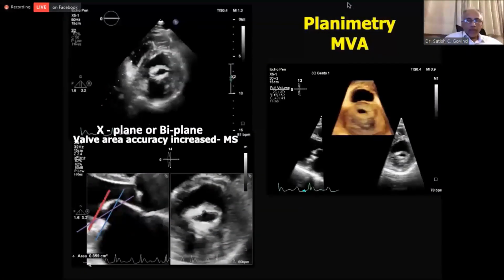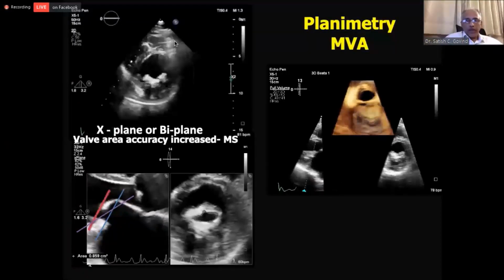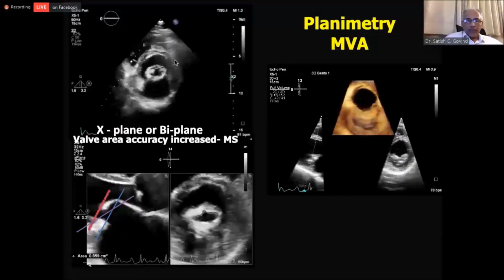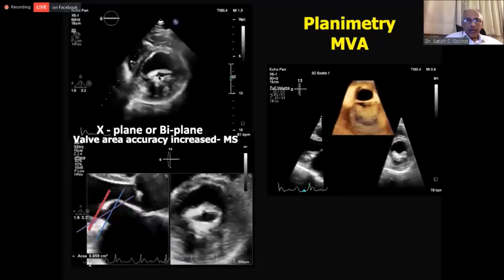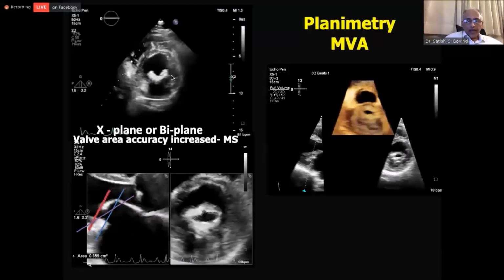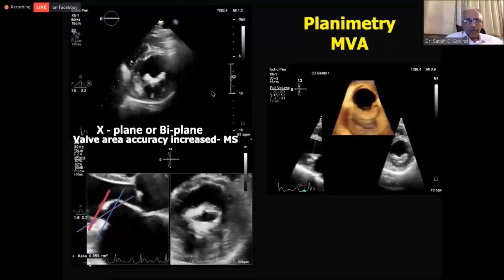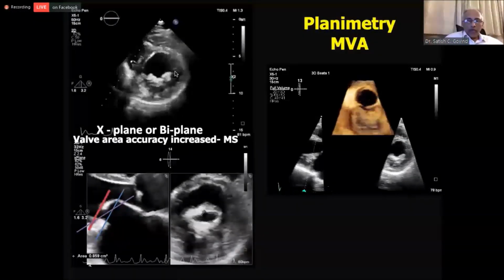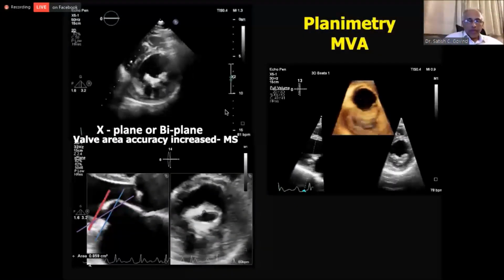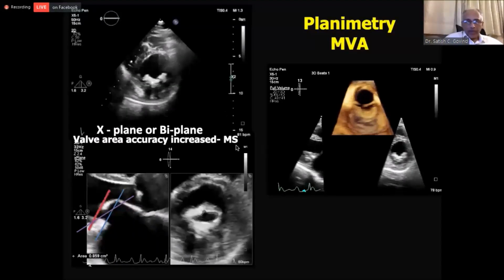So in terms of planimetry, you can go for a straightforward planimetry in 2D, and then look at the valve. It can give you problems when there is calcification, which can cause shadowing, and again the commissures may not be in the same plane, so it can vary. So the valve area can vary here.